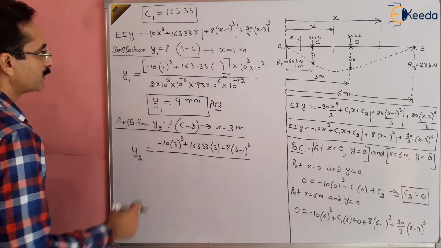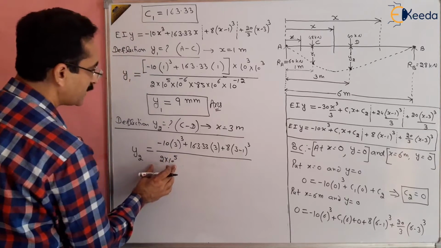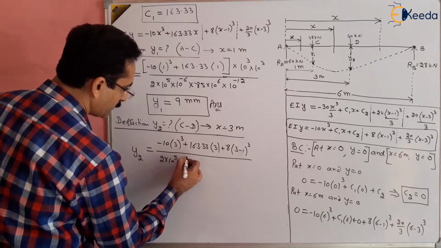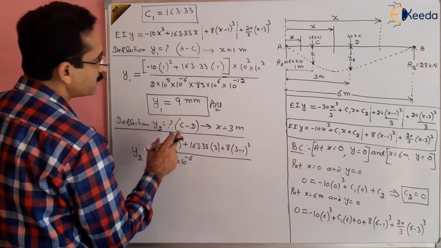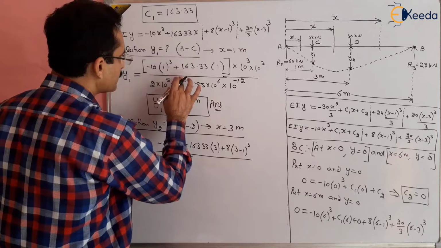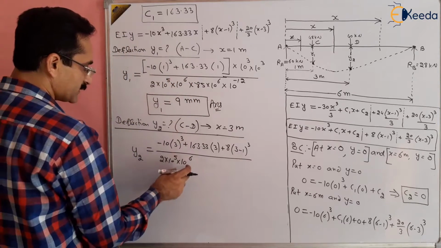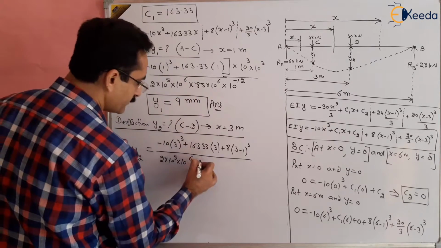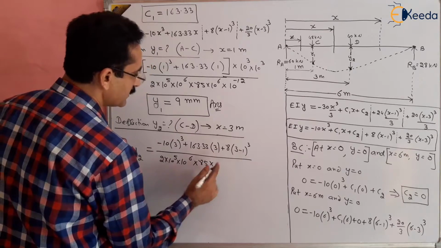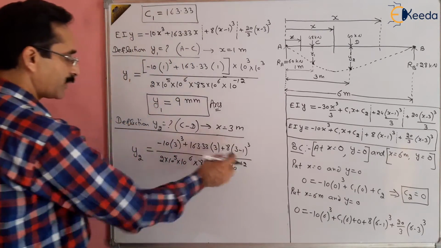This EI will be in denominator, that is 2 multiplied by 10 power 5 Newton per millimeter square multiplied by, not 10 power minus 6, this is 10 power 6, because it is per millimeter square, no? 10 power 6 multiplied by 85 moment of inertia in meter to the power 4.